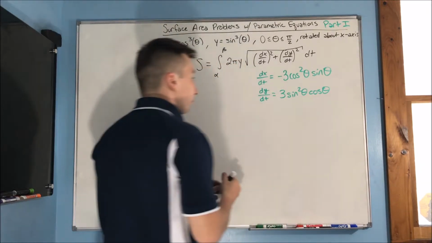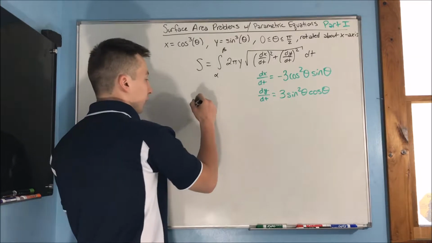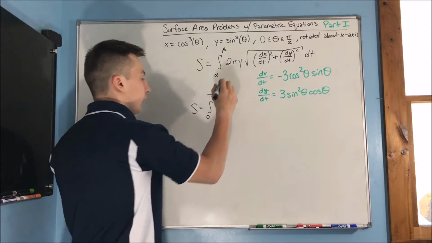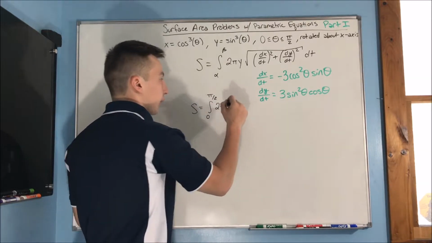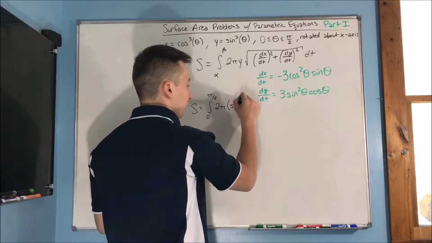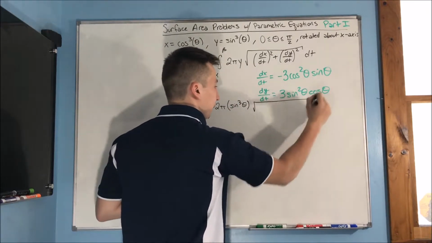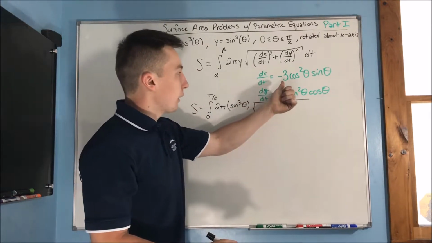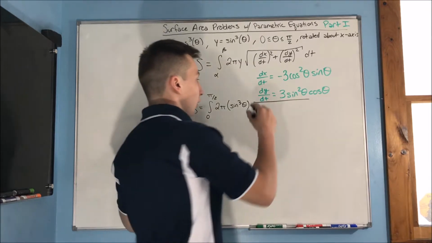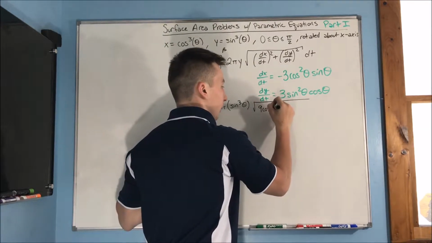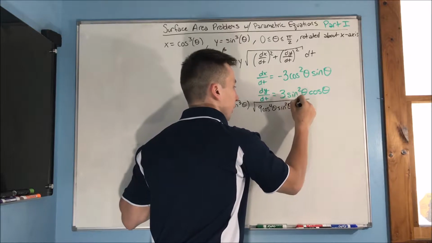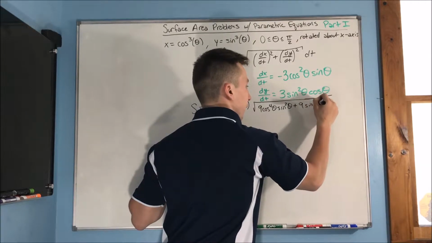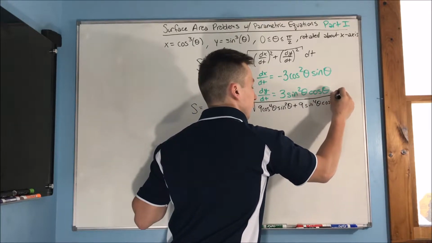So we can put that into our equation here. The surface area is going to equal the integral from 0 to pi over 2 of 2 pi times y, which is sine cubed theta, times the square root of, well, we can actually just probably square this right now, right? (dx/dt) squared is going to be 9 cosine to the 4th sine squared. And then we're going to have plus 9 sine to the 4th theta cosine squared theta d theta.